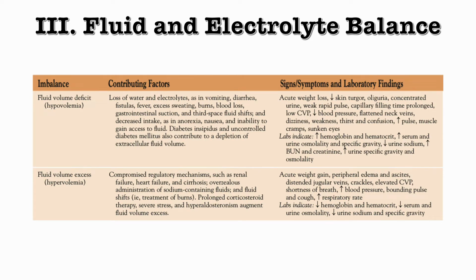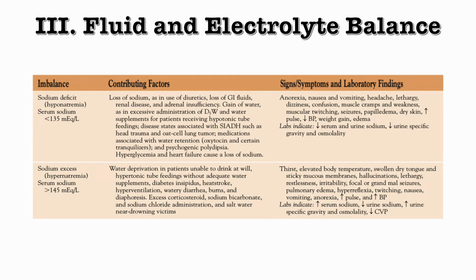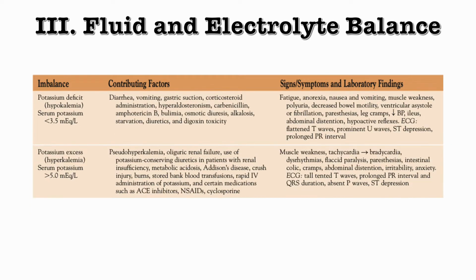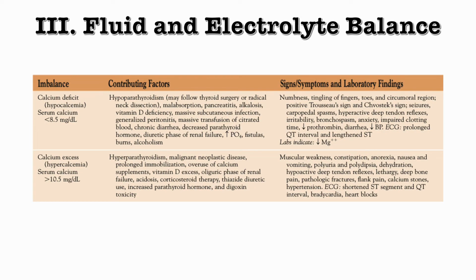Here we have hypovolemia and hypervolemia. Next, we have hyponatremia, sodium less than 135 mg per liter, hypernatremia, sodium more than 145 mg per liter. Hypokalemia is potassium less than 3.5. Hyperkalemia is potassium more than 5. Hypocalcemia is calcium less than 8.5. And hypercalcemia is calcium more than 10.5.